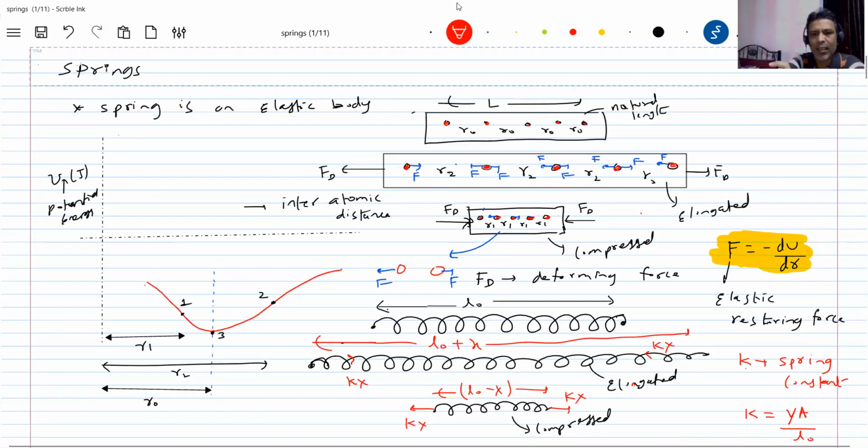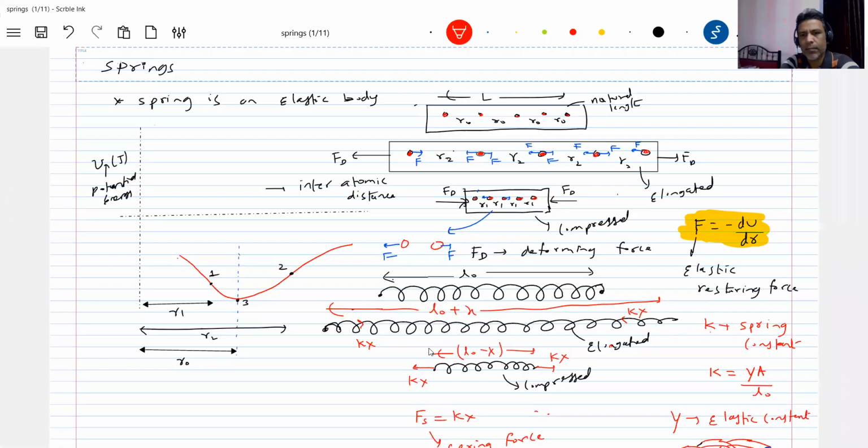Okay, just see once. I'll proceed to the next. Sir, is X the same in both the cases, elongated and compressed? Need not, it can be any value.